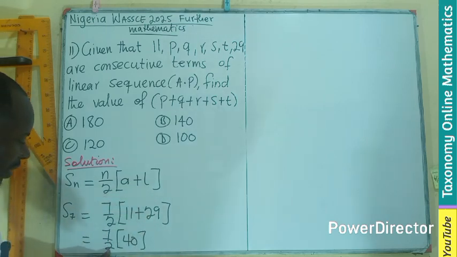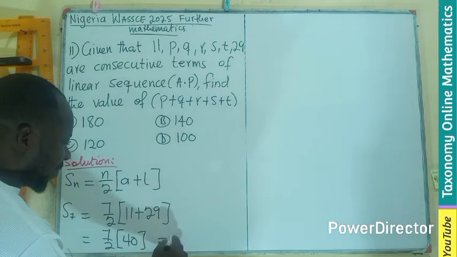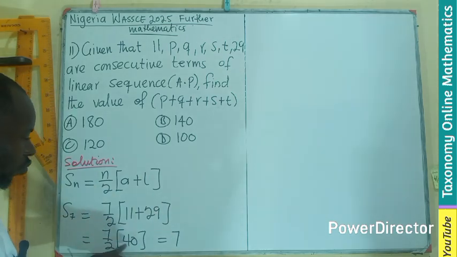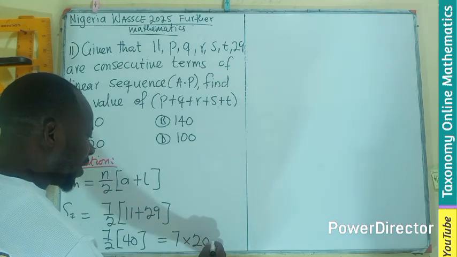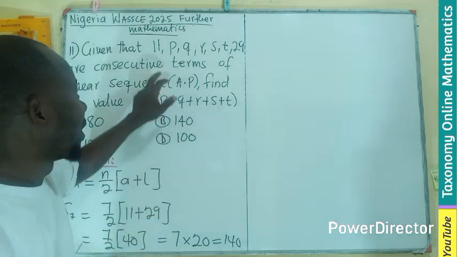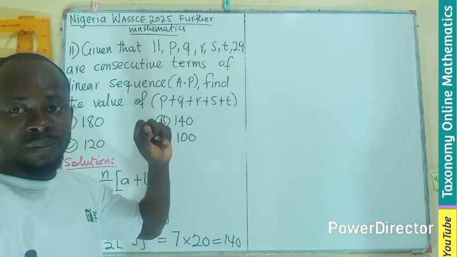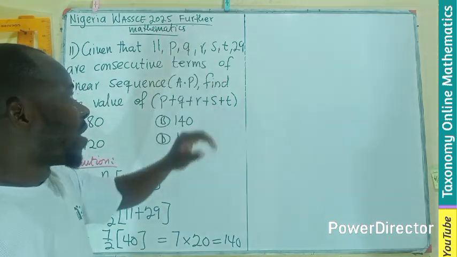You can see that this 2 will be going into 40, 20 times. So I'll be having 7 times 20, giving us 140. But this 140 shows the sum of all the 7 terms in the sequence, but we are not looking for that. Just the variables in here.